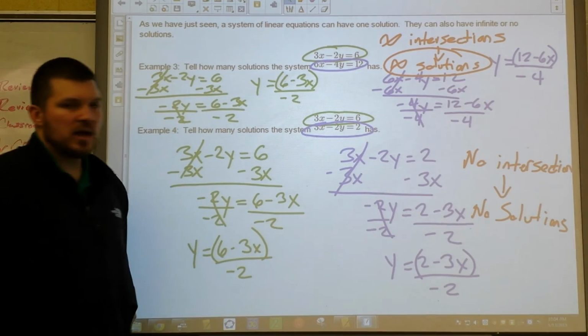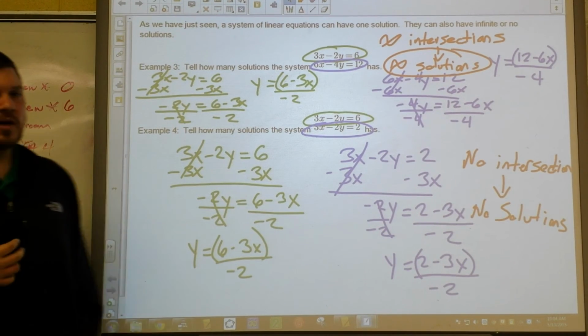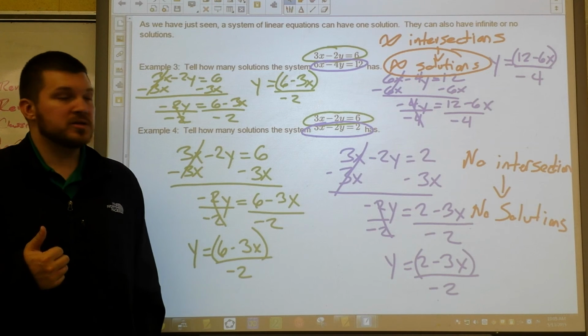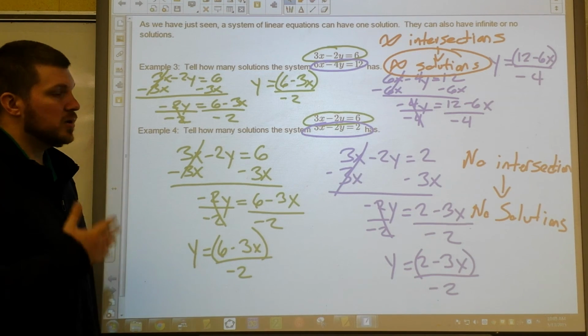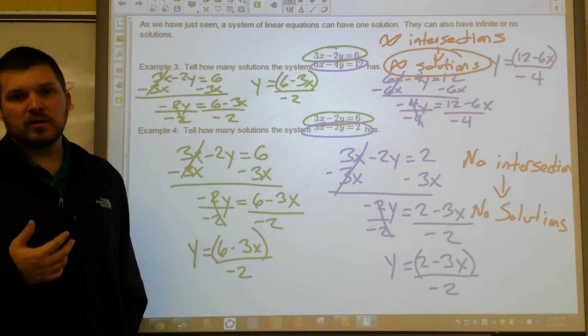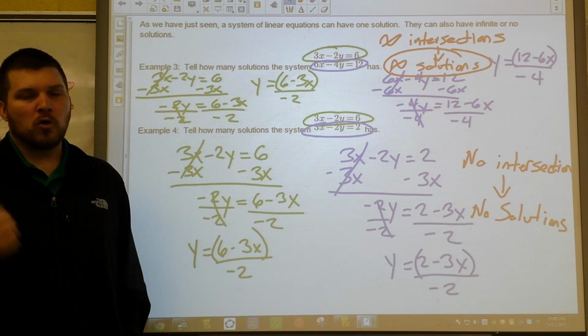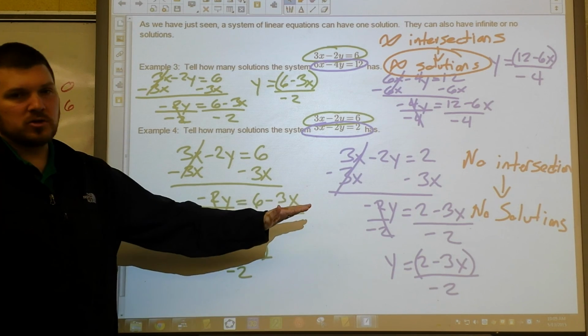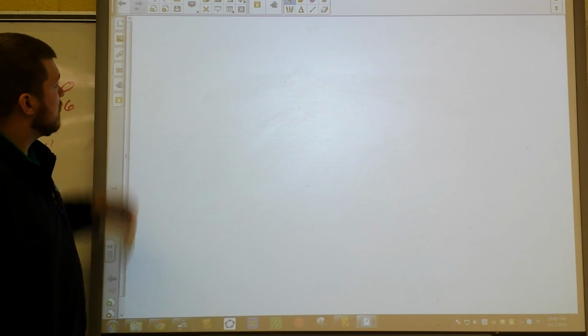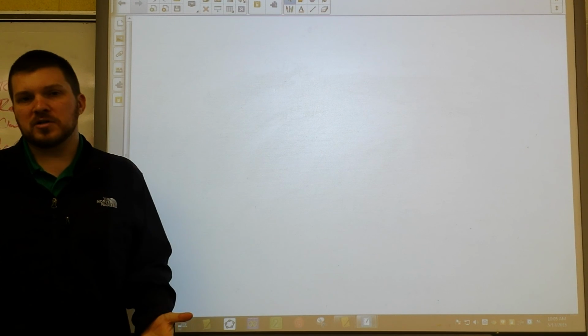So what we've seen now is that a system of linear equations in two variables is going to have one solution, infinite solutions, or no solutions. Okay, so those are the three possibilities. For linear equations, you're never going to have more than one unless it's infinite. Okay, and don't forget, no solutions means parallel lines. That's it for this video. If you've got any questions, please let me know.